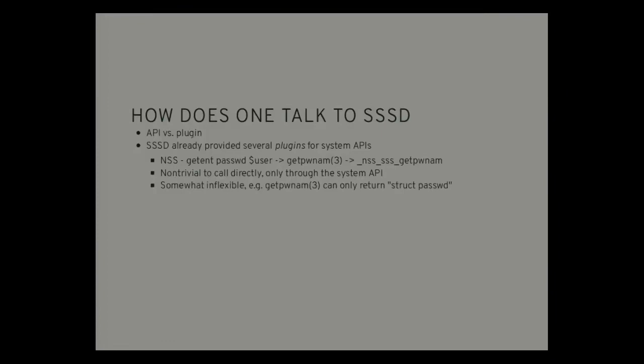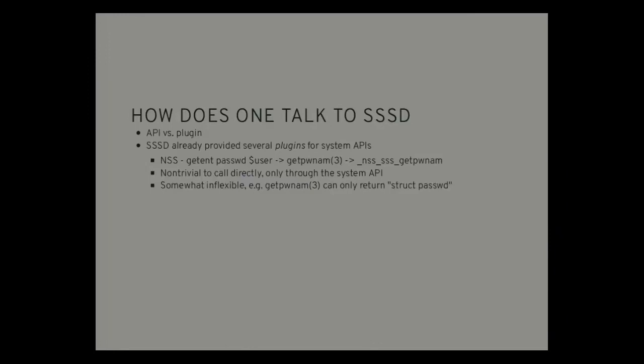This is not trivial to call directly from the application. It's somehow possible: you can dlopen the library and dlsym the functions and then call them, but that's really awkward, and it's not really flexible. If you call this interface, getpwnam, you only get a fixed set of attributes. You only get the username, home dir, shell, and so on. But I had the example with the email address. It's not there.